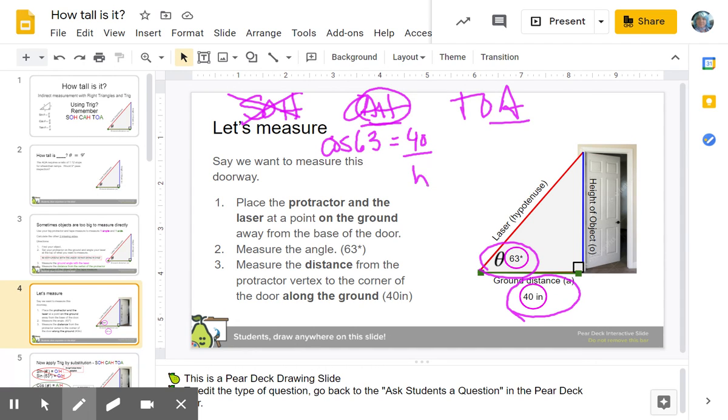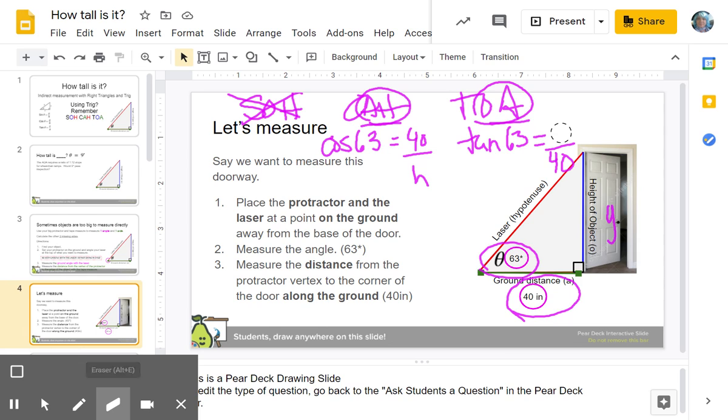If I do tangent, I do the same thing. The T stands for tangent of my angle. So next to that, you either need that -1 for inverse or you need the angle. So 63. And then I've got O over A, which is 40. So I just made a fraction out of that. Sometimes that O is kind of a weird variable, so sometimes I put a Y in there and then I just replace the O with a Y.